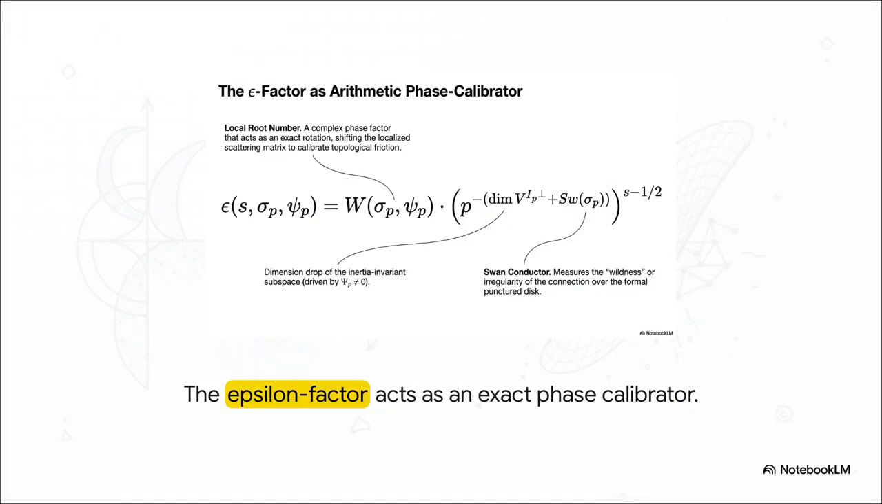Now, to keep these wild ramifications from breaking the computational integrity of the entire system, the local root number, represented by W, steps in as an exact arithmetic phase calibrator. Because the inertia invariant subspace drops in dimension, which causes the Swan conductor to spike, the local L function actually loses its tracking ability. So the complex root number absorbs that topological curvature defect, shifting the scattering matrix just enough to maintain global coherence.